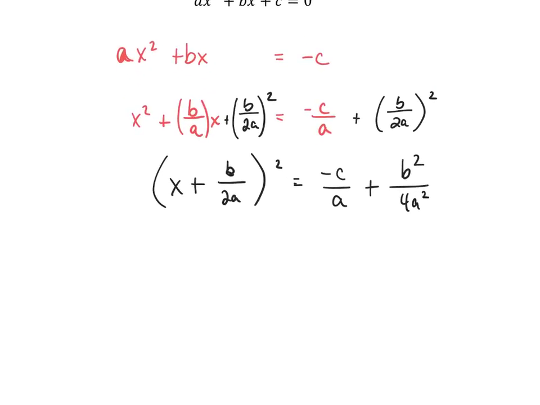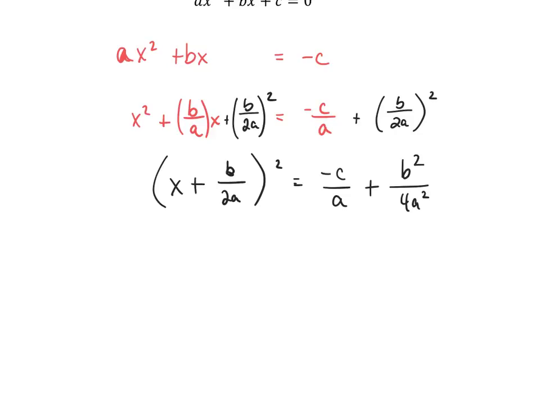My goal is going to be to get x by itself. So on the left-hand side, I can consider foiling that out, but it would get me back to right here. So if I foil this out, it doesn't help. So I want to take the square root to get rid of the square, but I kind of want this to look a little bit nicer first.